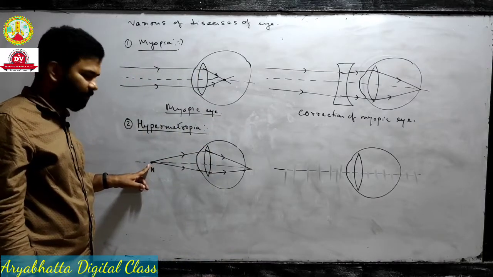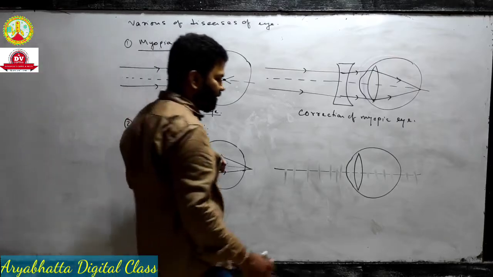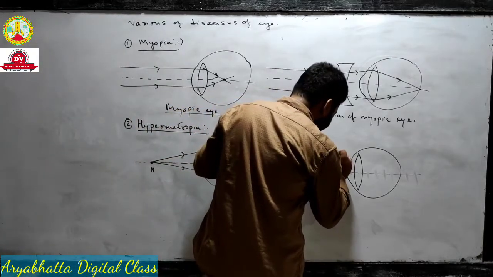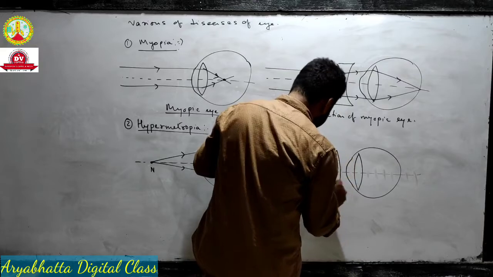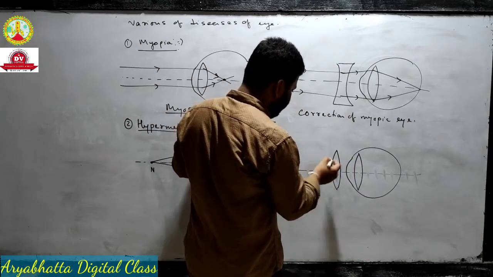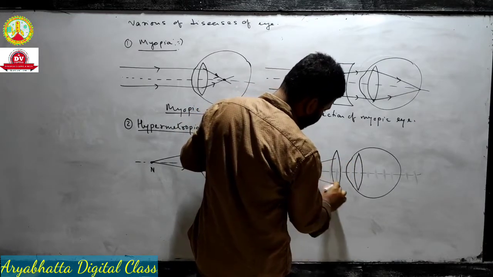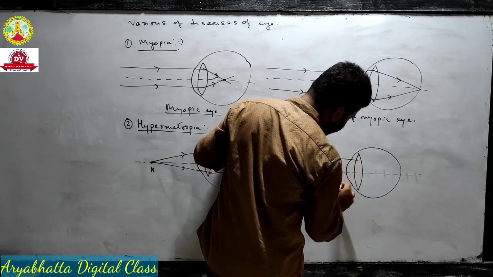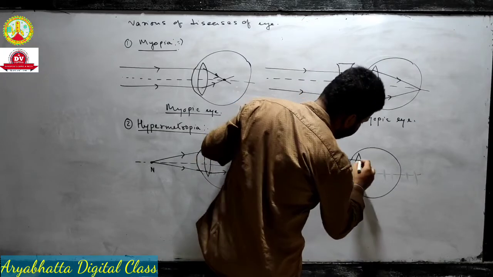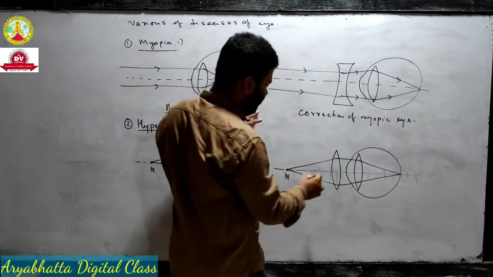That is the near point. He cannot see the object located at the near point. What type of lens will we use here? We will use a convex lens. So for the object which is at the near point, from the near point a light ray will travel, from here also a light ray will travel, it will move like this, and finally it will form the image on the retina. Is that clear now?